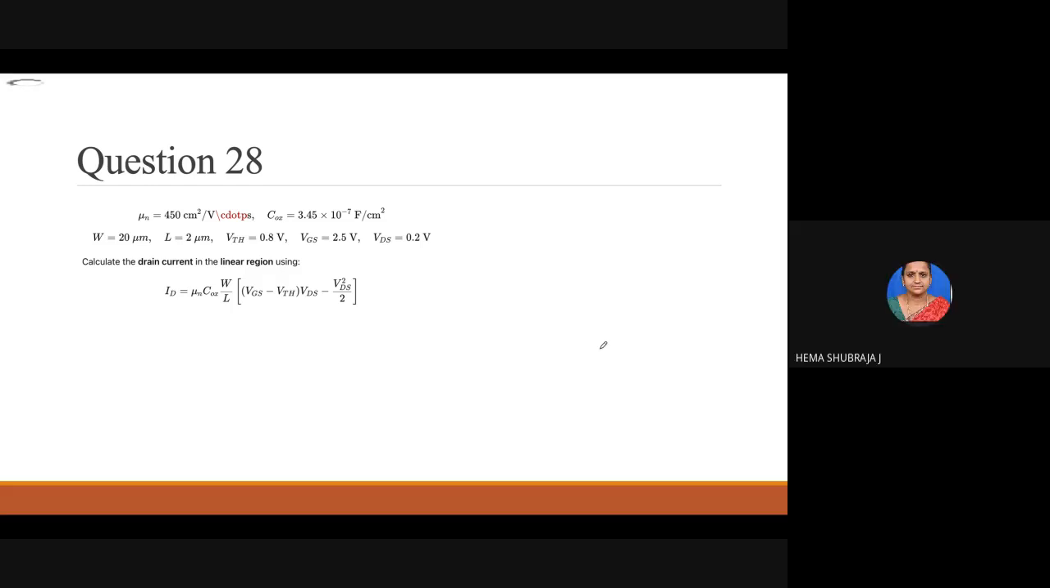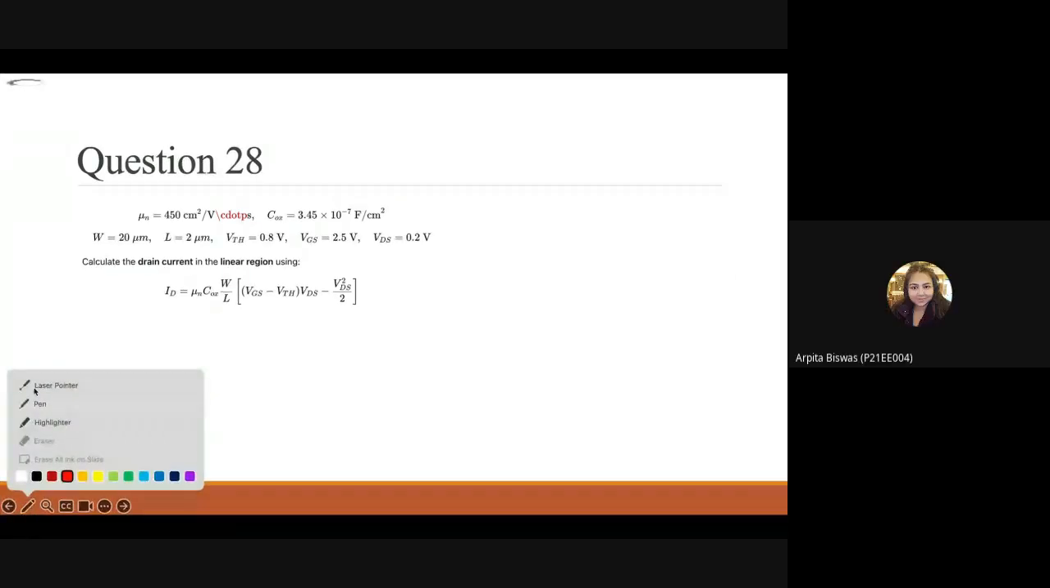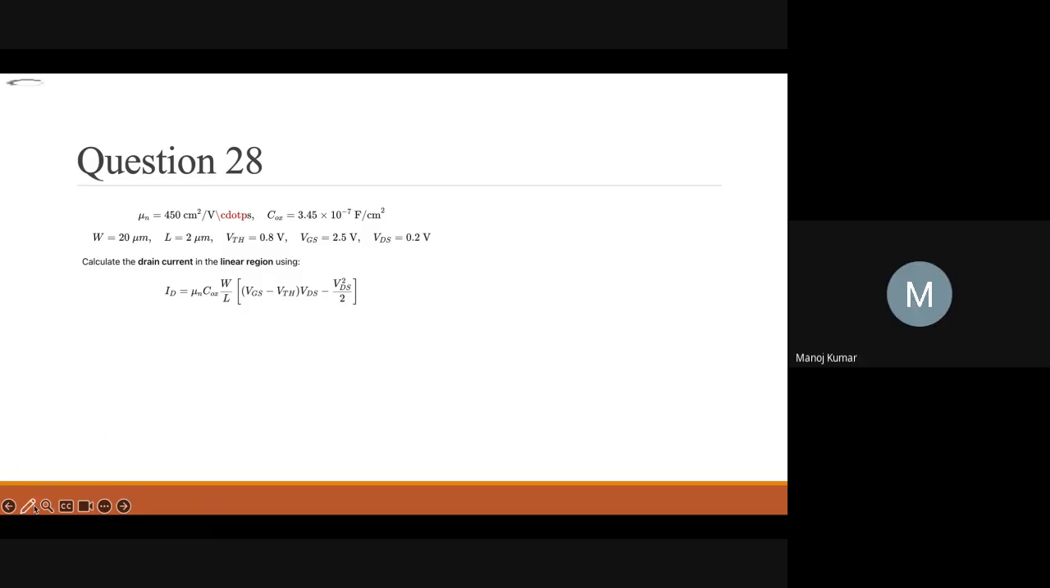Whether the answer is 21.735? No. Just see it carefully. 0.49 milliamps. Yes, 0.49 milliamps is the right option. Just first calculate, tell me what is the value of W by L. It's simple. You just have to put all these values in the equation. It is 10, right? Yes, W by L is 10.